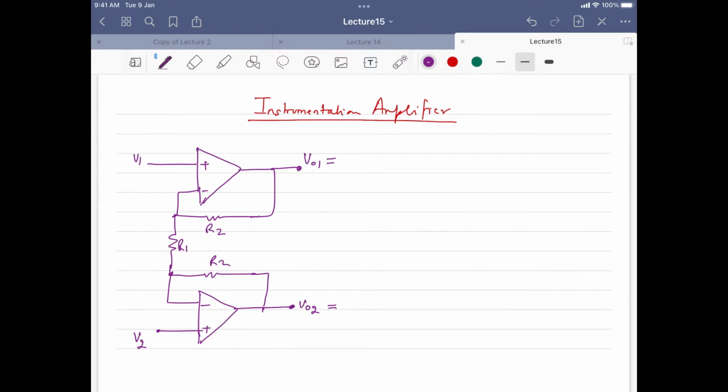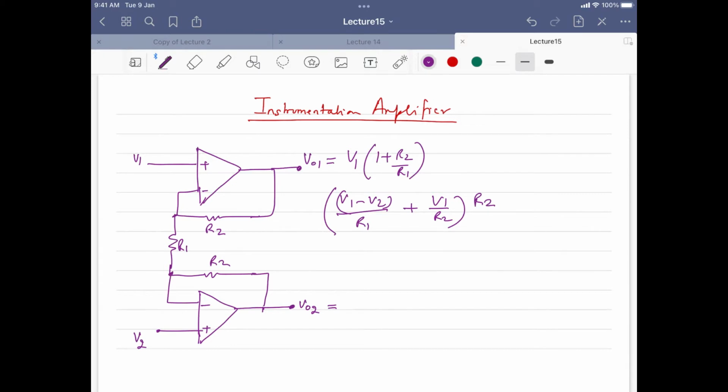V1 into 1 plus R2 upon R1. So for VO1, what value are you getting? Sir, VO1 is equal to V1 minus V2 by R1 plus V1 by R2, and the whole multiplied by R2. Can you repeat? V1 minus V2 by R1 plus V1 by R2, and the whole thing is multiplied by R2. Same. Okay, sir.